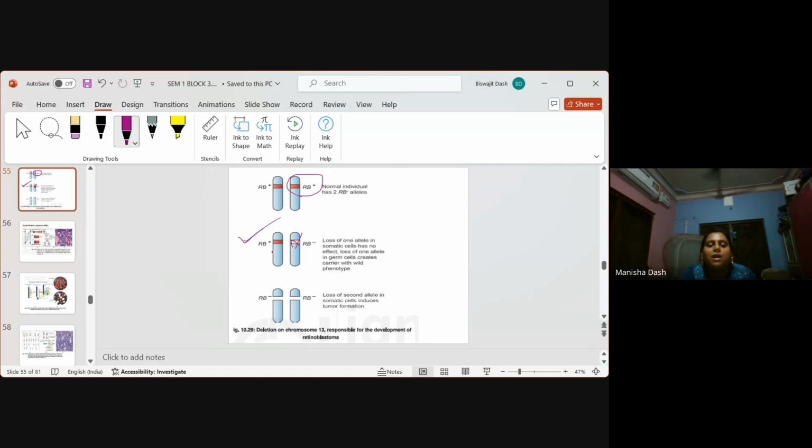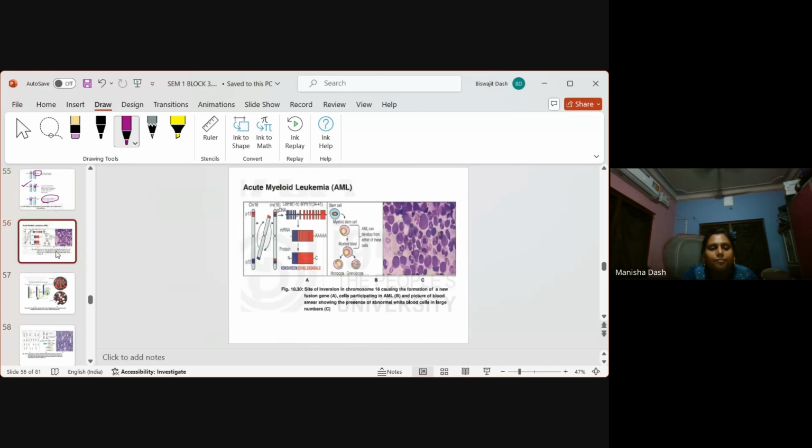But usually, what happens is that if one of the RB genes is lost, there is a tendency that the second RB gene will also be lost. In this case, being a recessive trait and a tumor suppressor gene, loss of both copies of the RB will lead to tumor formation in the eye, which we call retinoblastoma. Then certain other problems will arise due to chromosomal aberration.